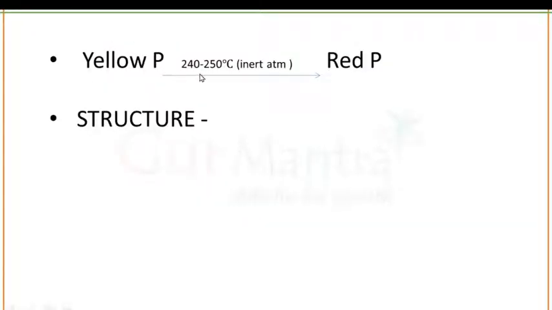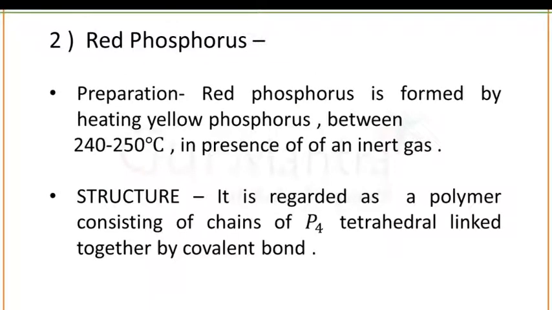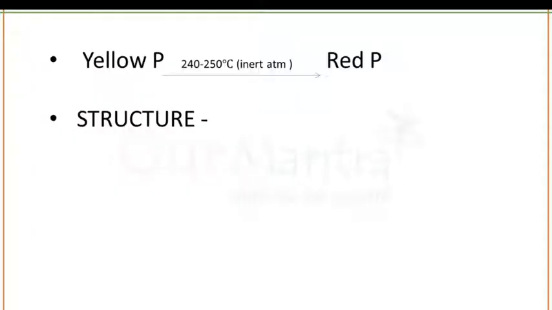Yellow phosphorus, when heated at 240 to 250 degrees Celsius in presence of an inert atmosphere, will convert into red phosphorus. Its structure we will study later. Next type of phosphorus is red phosphorus. Red phosphorus is formed by heating yellow phosphorus between 240 to 250 degrees Celsius in presence of inert gas, that we have studied in this slide.